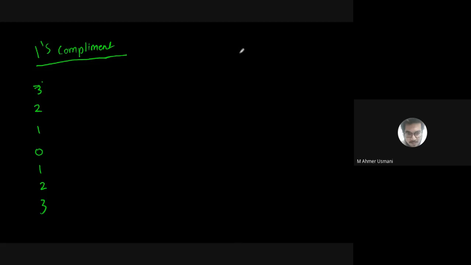Okay, so I have a number which is 101. 101 is nothing but 5. Its complement is nothing but, if I take its complement, what will the complement be? The complement of 1 is 0, the complement of 0 is 1, and the complement of this 1 is 0. Okay, so this is how it was supposed to be.